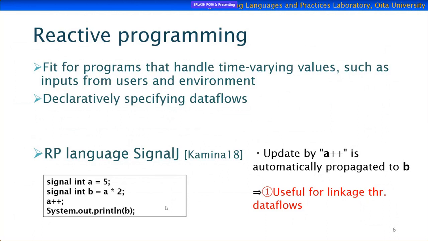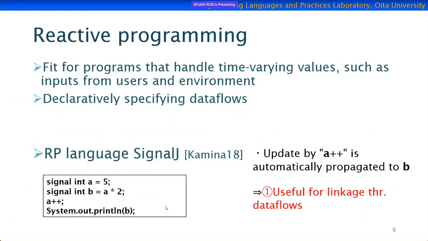Reactive programming is a programming paradigm that fits for writing programs that handle time varying values such as inputs from the user and the environment. It allows programmers to declaratively specify the data flows. In the reactive programming language SignalJ, we can declare such time varying values using the modifier signal.